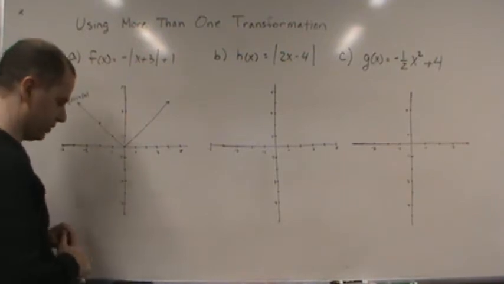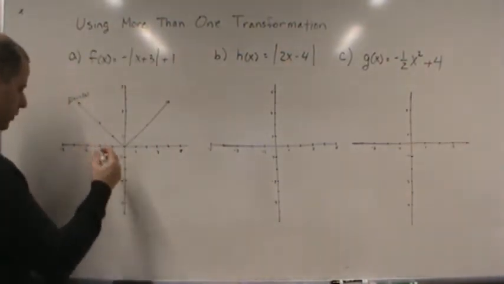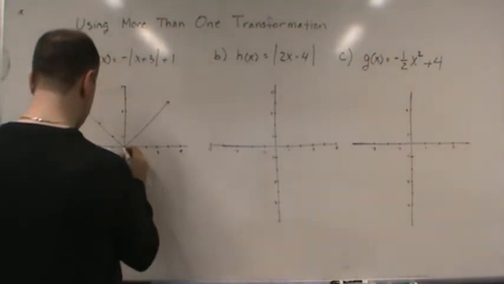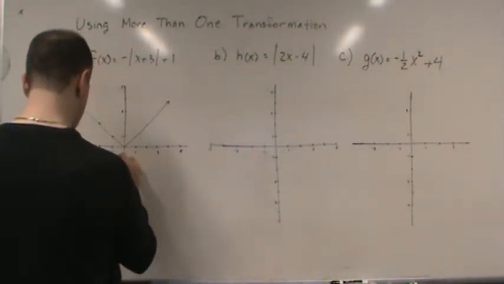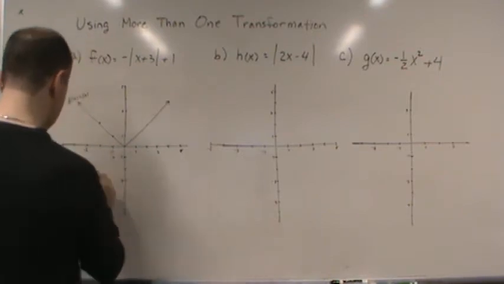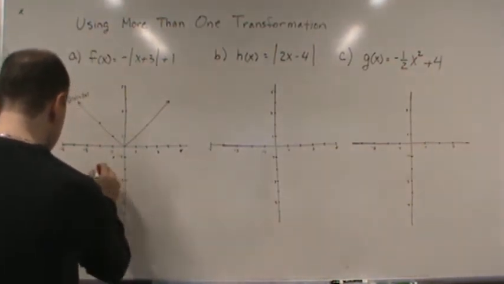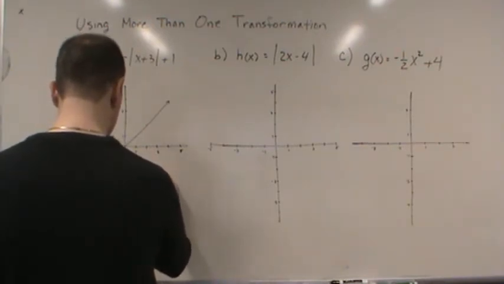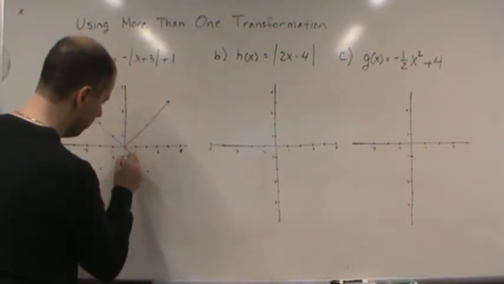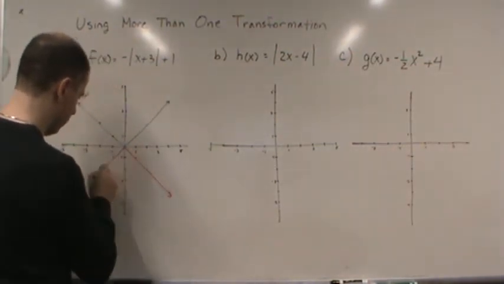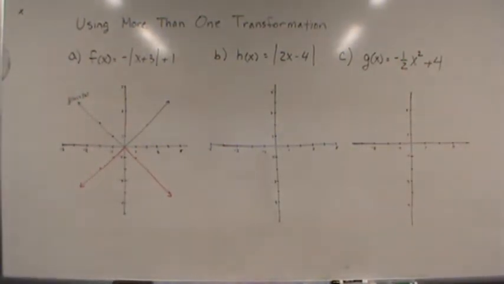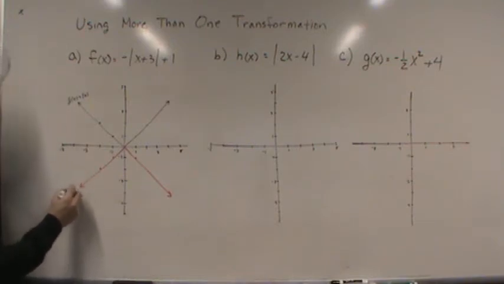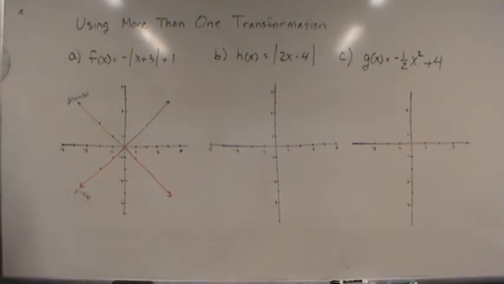So what I'm going to do is, now I'm going to use a different color to show this. So I'm going to flip it down. So now the resulting function is going to be this. And so now this is the first transformation, right? Okay, so this would be y equals negative absolute value of x.